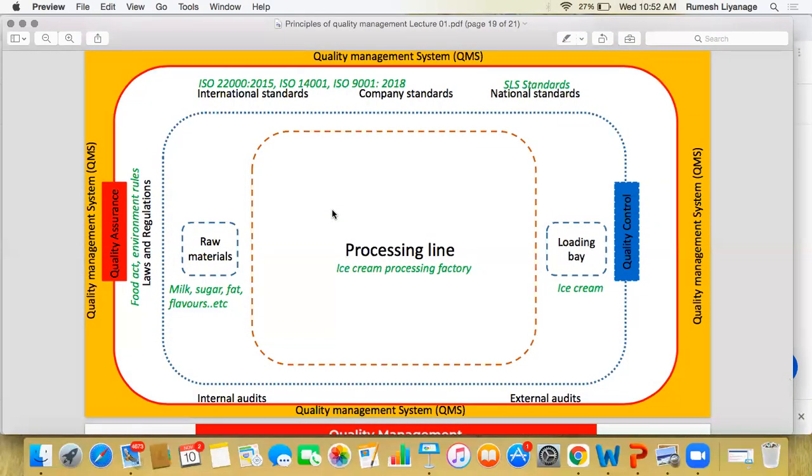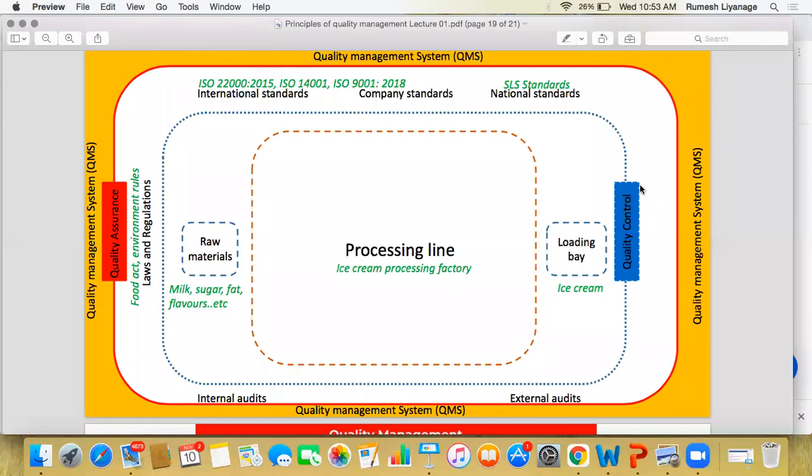And in this picture, I have created this slide to give you an idea about all these terms. If it is a process, there should be raw materials, processing line and output, right? Raw materials is there, processing line is here, and this is the output. You can see examples in green color. Milk, sugar, fat, flavors as raw materials. And the ice cream processing factory is the processing line. And ice cream is the final product, right?